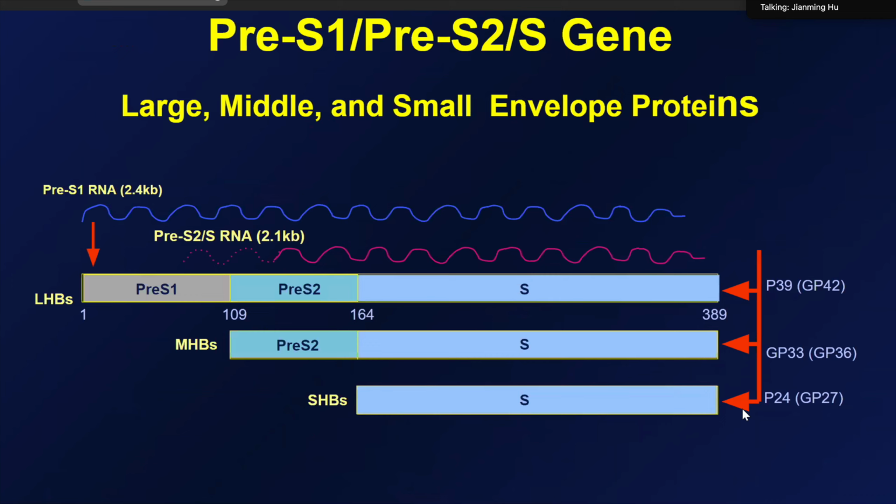This slide shows a little bit more detail of the 3 viral envelope proteins. Again, these are produced from the 2.4 and 2.1 kb RNA. All 3 viral envelope proteins have the same S domain. In fact, the small S protein has only the S domain. But the M protein, in addition, has the pre-S2 domain. And the L protein, in addition to that, has the pre-S1 domain. Each one of these has a non-glycosylated form as well as a glycosylated form. The glycosylated form is called GP, or glycoprotein. Next, please.